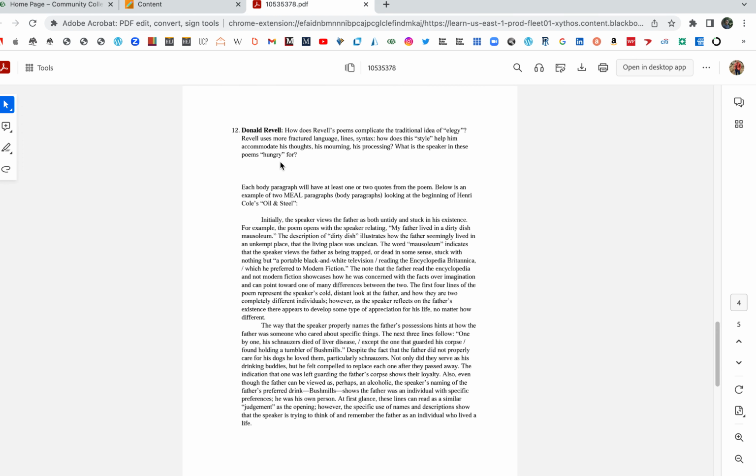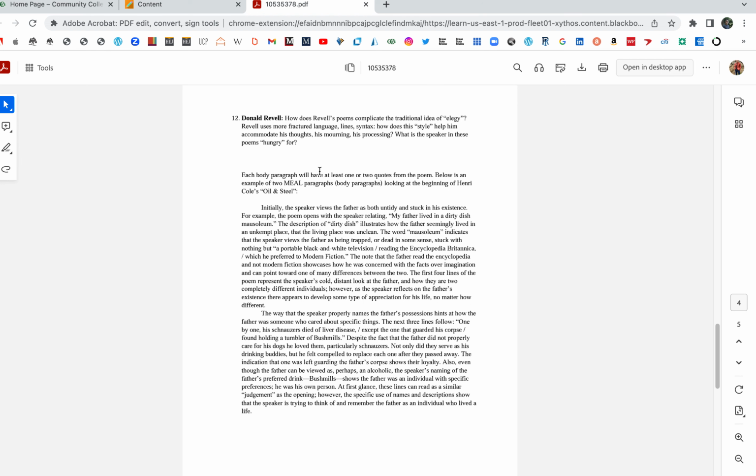Ravel. How do Ravel's poems complicate the traditional idea of elegy? Ravel uses more fractured language, lines, syntax. How does this style help him accommodate his thoughts, his mourning, his processing? What is the speaker in these poems hungry for? Each body paragraph will have at least one or two quotes from the poem.